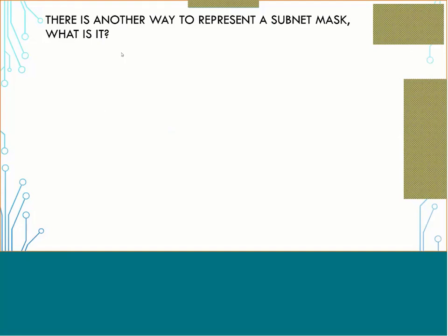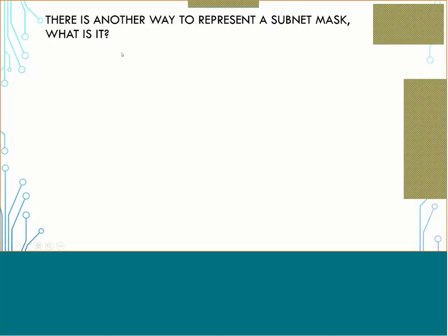Okay, so there is another way to represent a subnet mask. What is that called? What is the other way that I could represent a subnet mask? So the easiest way that we've talked about so far is decimal, right? 255.255.255.0. That's much easier than saying 11111111 dot 11111111 dot 11000000, right?